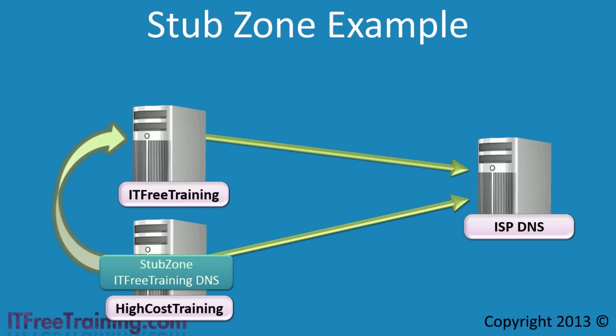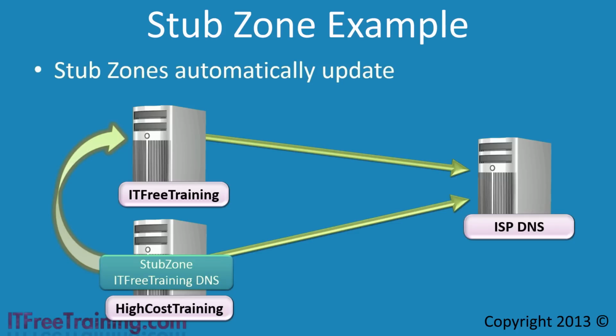The disadvantage of conditional forwarding is that it is statically defined. If ITFreeTraining makes changes to their DNS, for example, adding or removing DNS servers, the conditional forwarder will need to be changed in order to reflect this change. The advantage of using a stub zone is that it automatically updates its records. This means that if ITFreeTraining were to add, remove, or make changes to their DNS servers from their network, the stub zone on High Cost Training would automatically be updated with those changes. You can see the advantage of this.